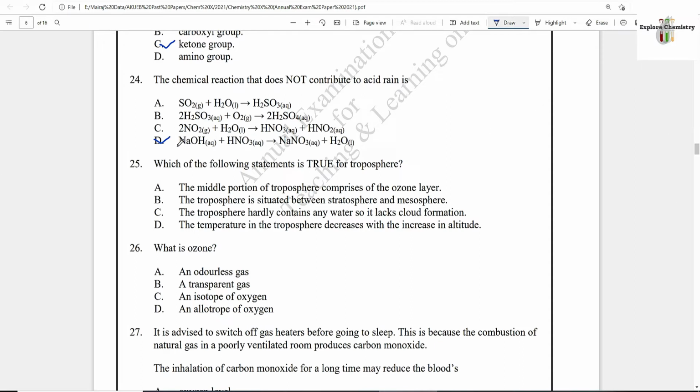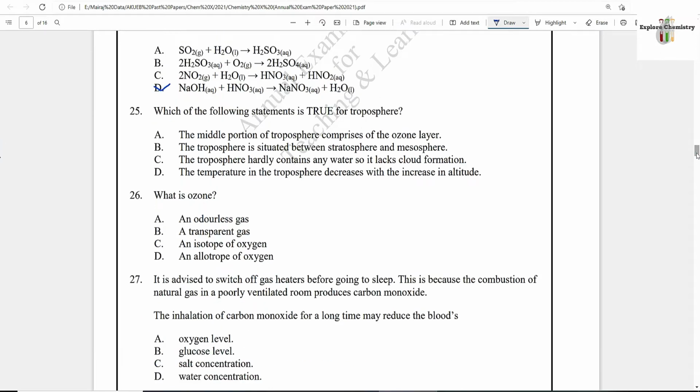And here you can see an acid and base reaction is taking place. Over here oxides reactions are taking place. This sulfurous acid will further oxidize to sulfuric acid. So this also contributes to acid rain.